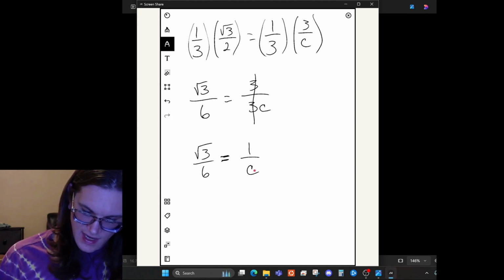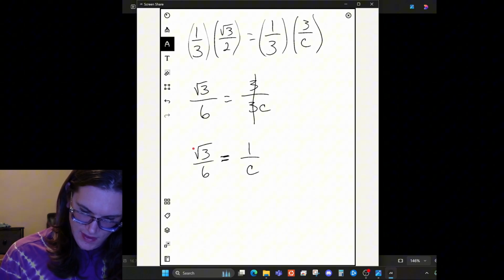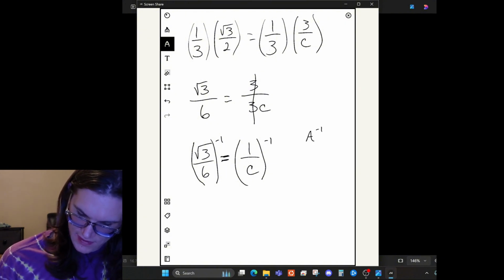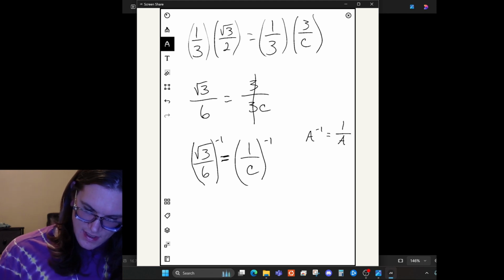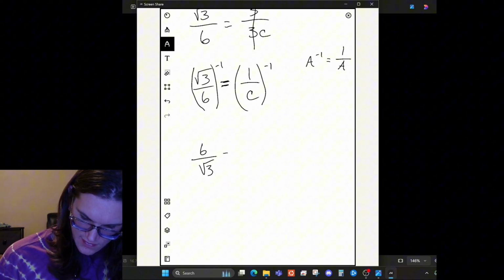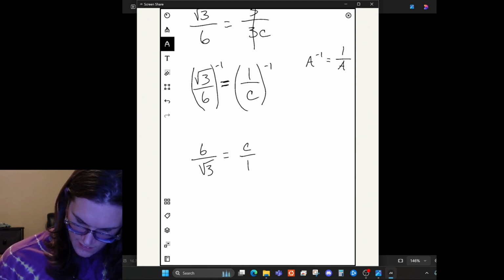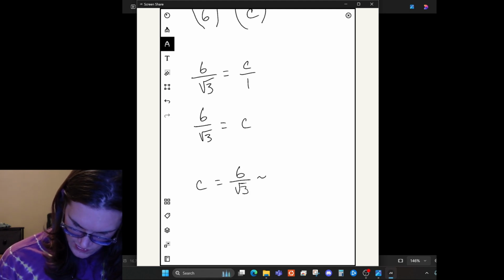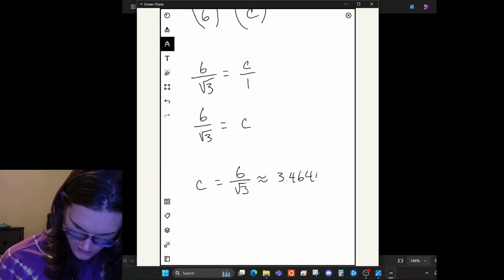Now, if this is true, then as long as you do the same operation on both sides, it stays true. Arbitrary to the -1, remember, is the same as 1 over arbitrary, whatever this is. So I'm going to flip, and get rid of this unnecessary 1. And now I have my answer, which is approximately 3.4641.